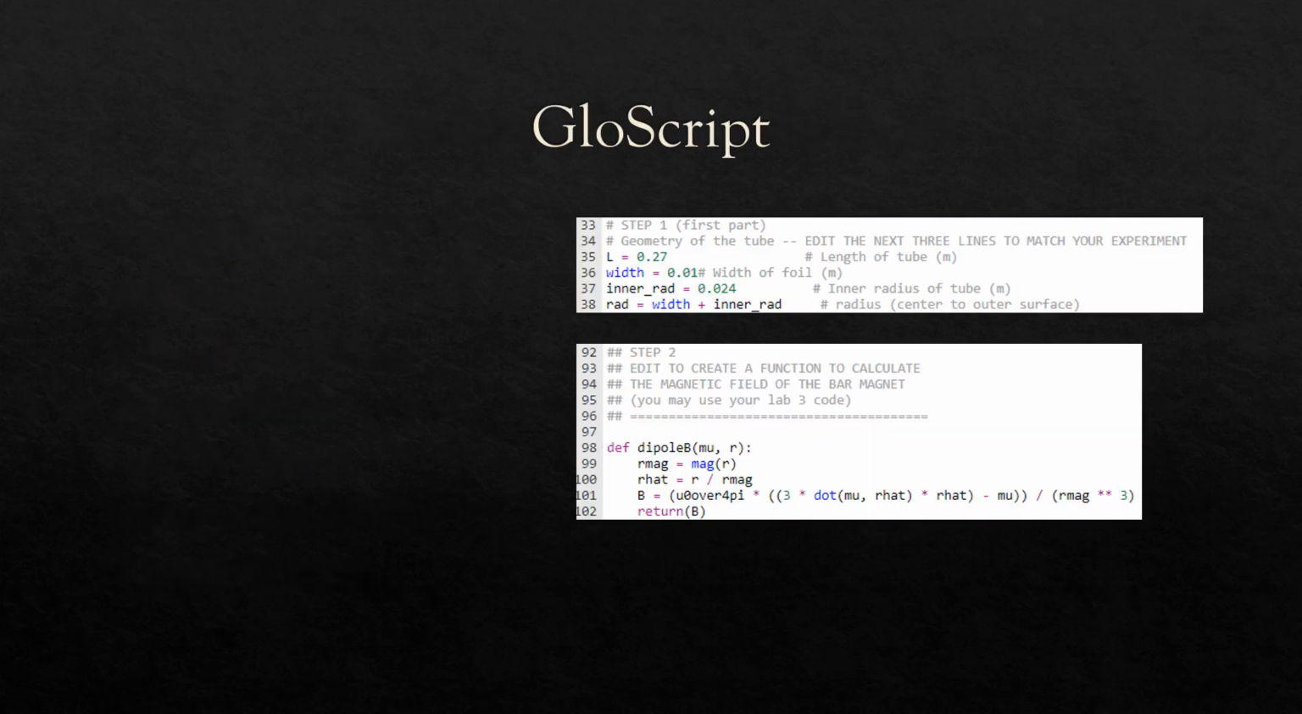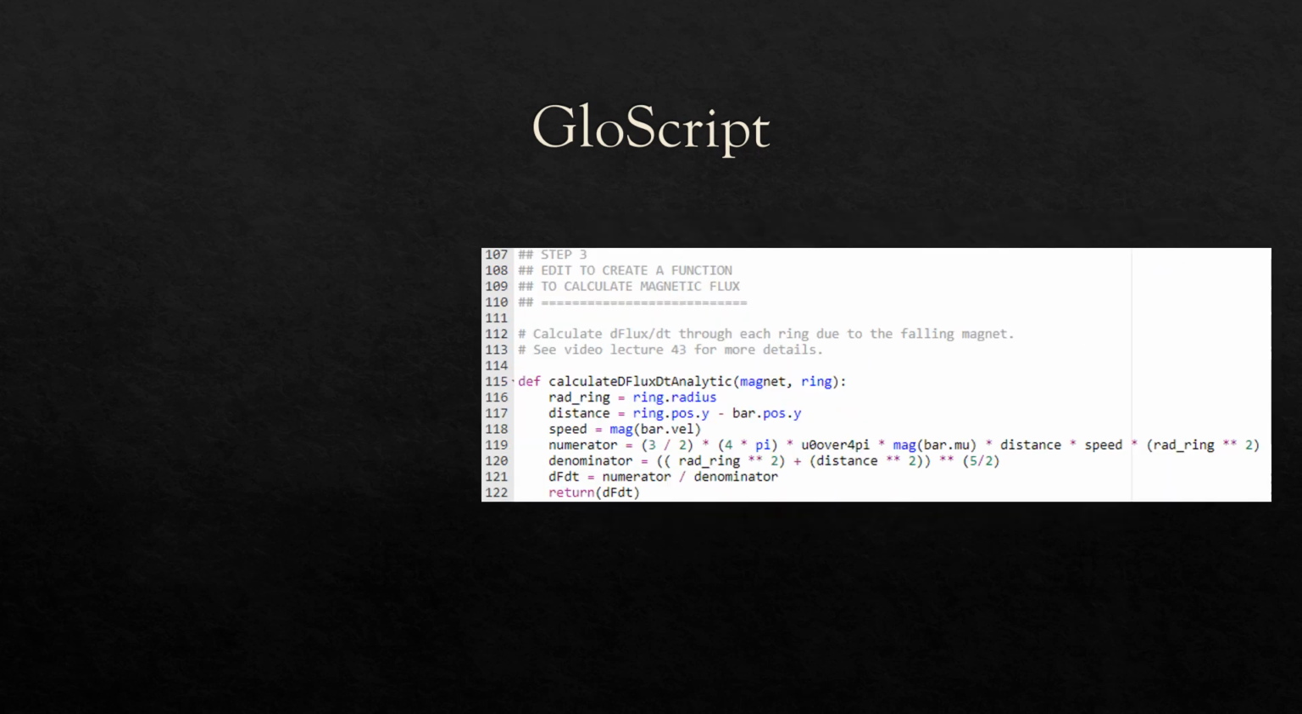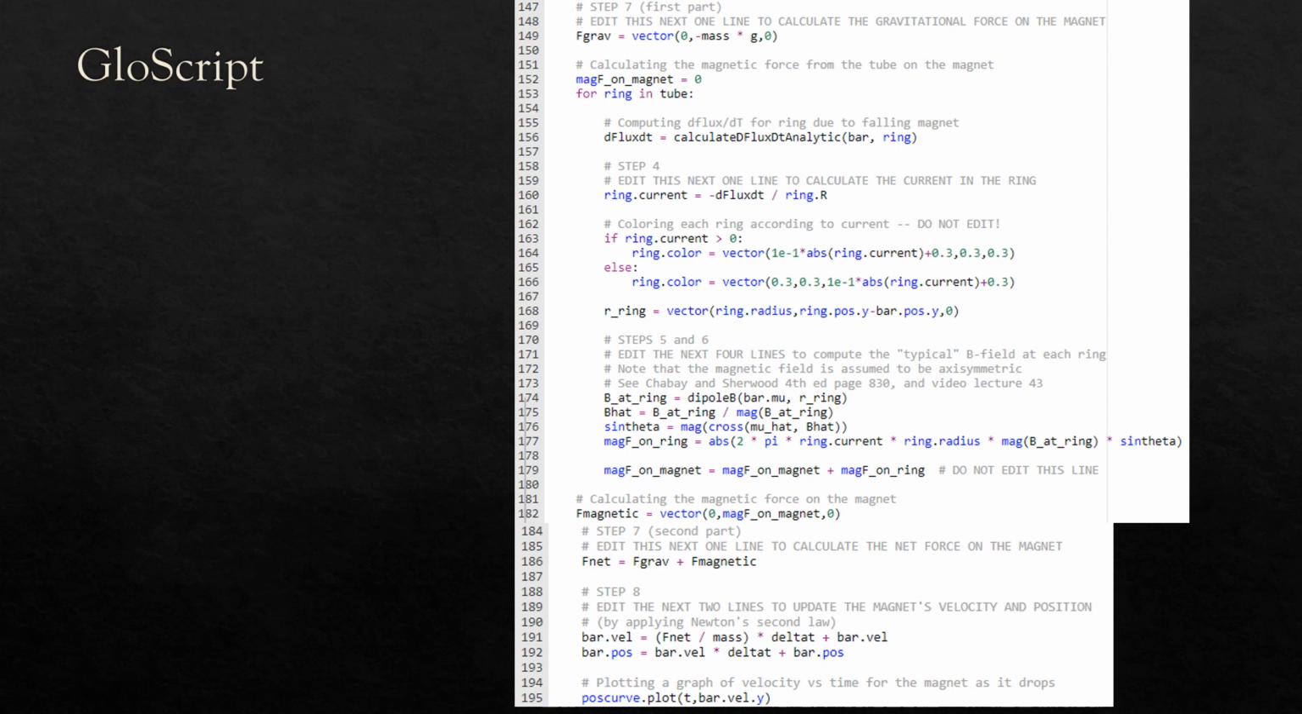In the flow script code, in step 1, we initialized all the constants that we got from the geometry of the tube of aluminum foil. In step 2, we created a function to calculate the magnetic field of the bar magnet, with the value of magnetic flux through each of the two rings in the tube. In step 4, we added a line to calculate the current within each individual ring. In steps 5 and 6, we computed the magnetic field at each ring.